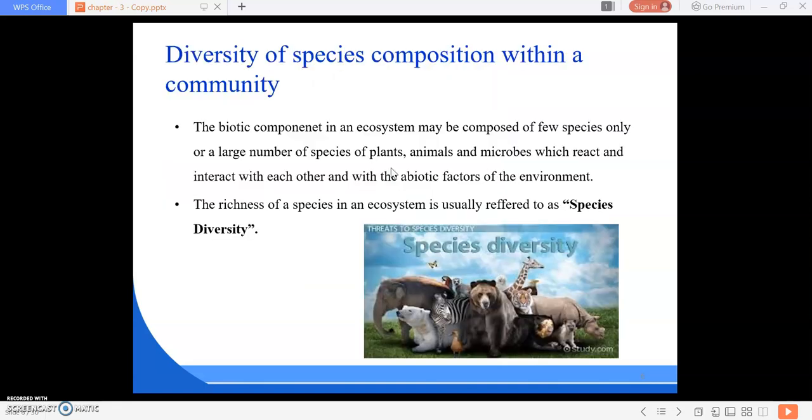Next, we are going to study the diversity of species composition within a community. The biotic component in an ecosystem may be composed of only a few species or a large number of species of plants, animals and microbes which react and interact with each other and with the abiotic factors of the environment. The richness of species in an ecosystem is usually referred to as species diversity. Here we can understand that the microbes, animals and plants interact with the abiotic factors, so in a community the biotic and abiotic components are both present.